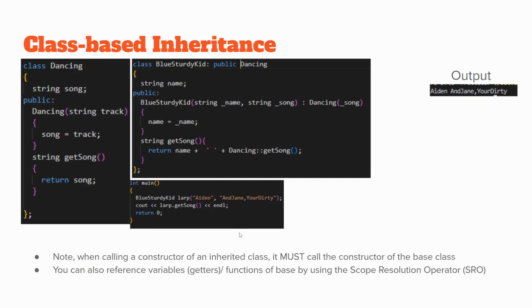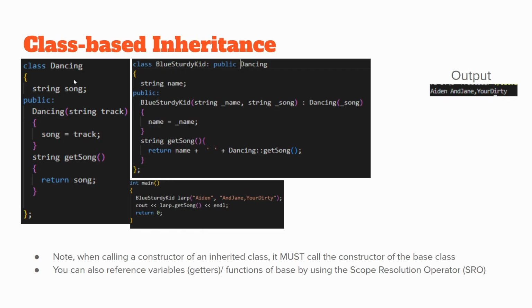Okay, so for this example, I have a dancing class, which would serve as my base class that would be inherited from, where it has all the basic components of it, such as the getters as well as the constructor. And I've declared a new class called BlueSturdyKit, which inherits from the dancing class. Note that the scope of my class is public, meaning that it can access all these public variables right here. All these public functions right here. In other scenarios, you might see private or protected, meaning that the scopes we mentioned earlier would apply here. Same thing for the scopes that you declare for your variables as well.